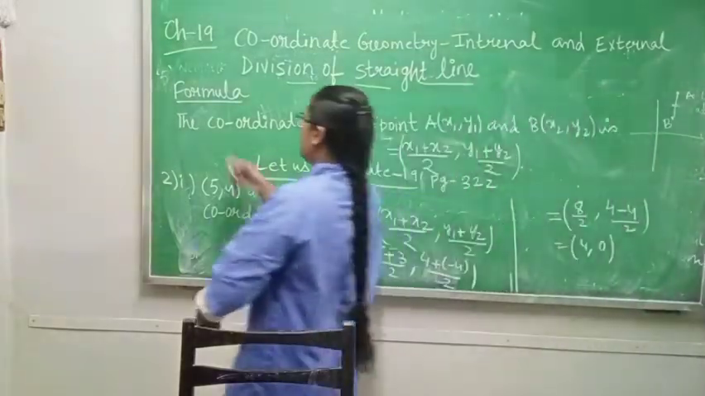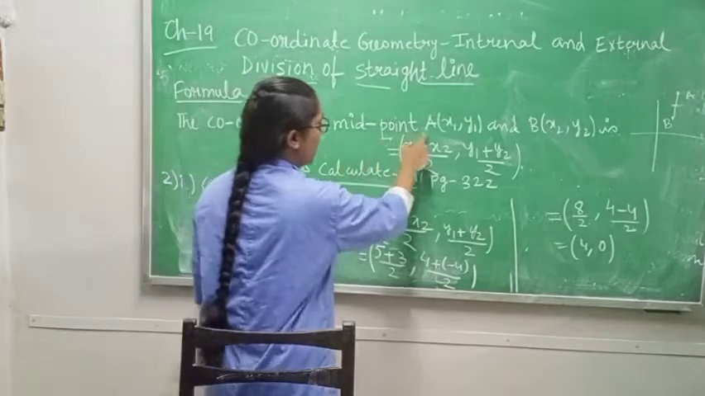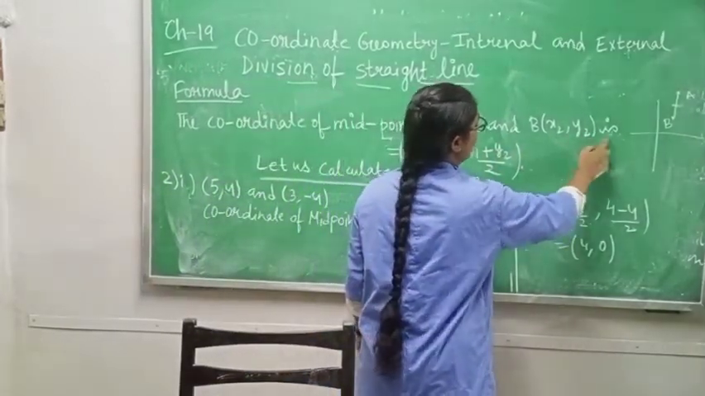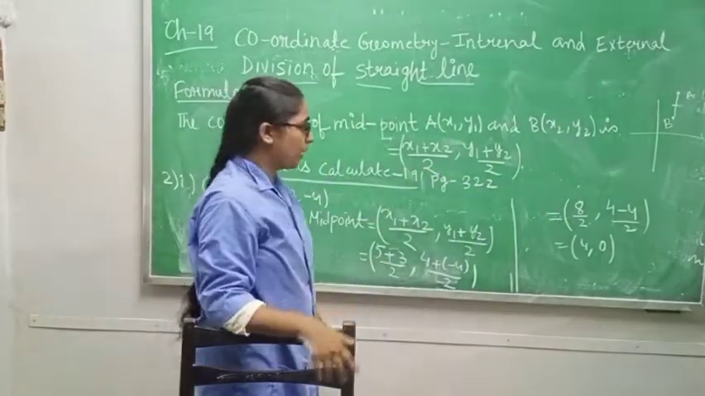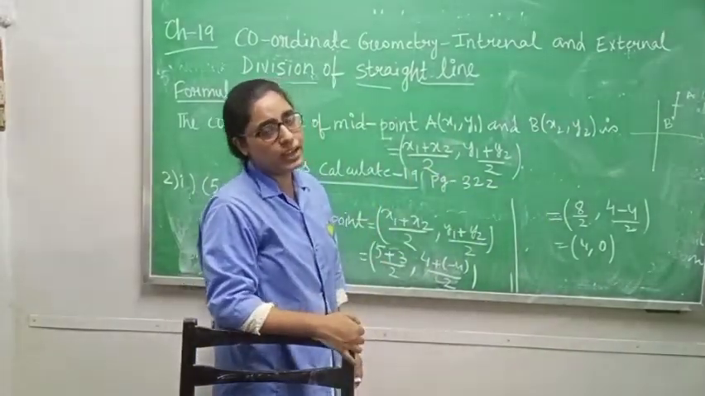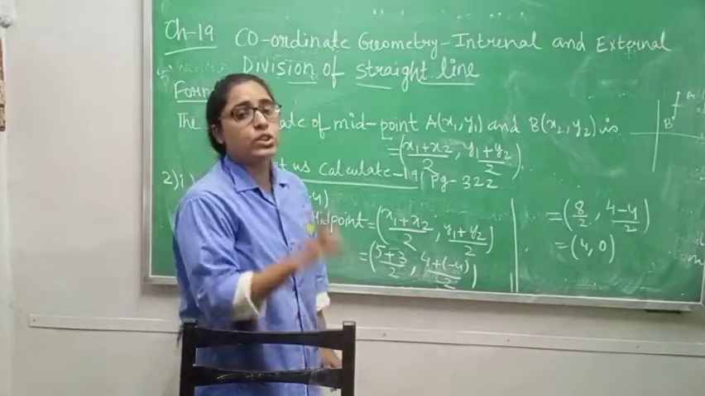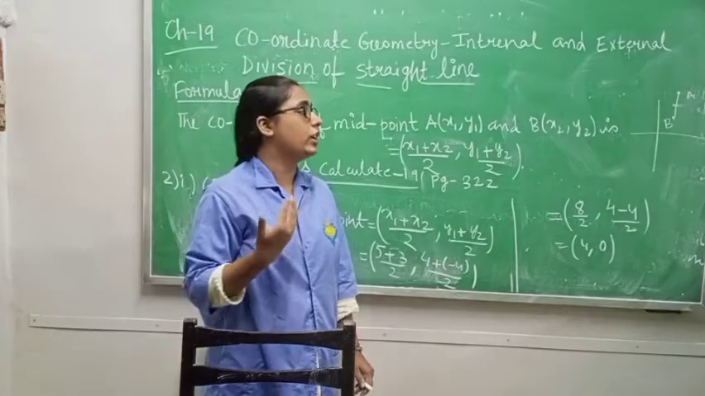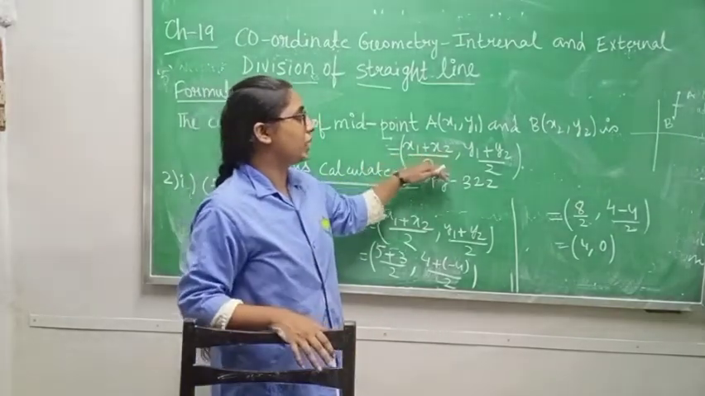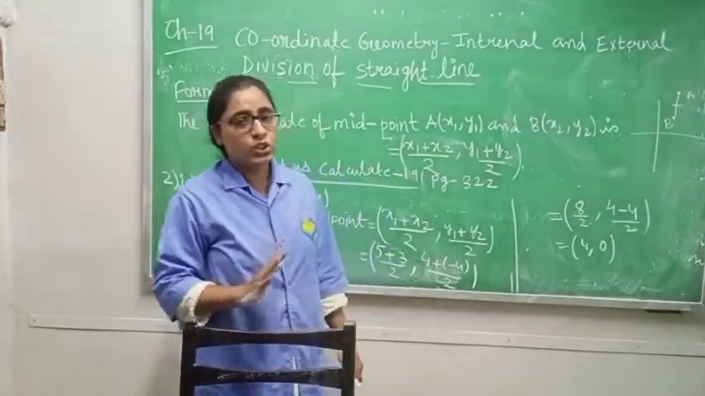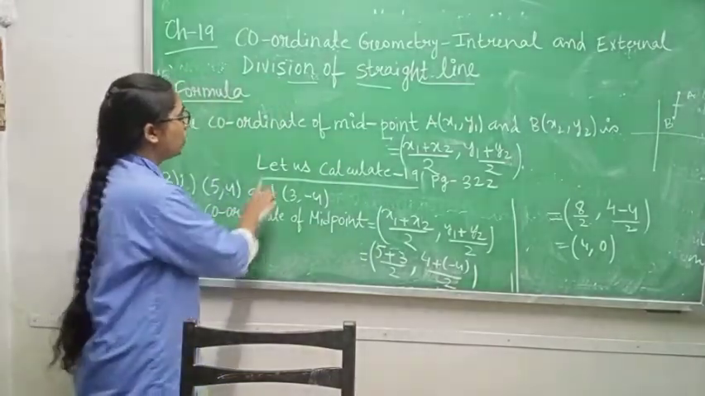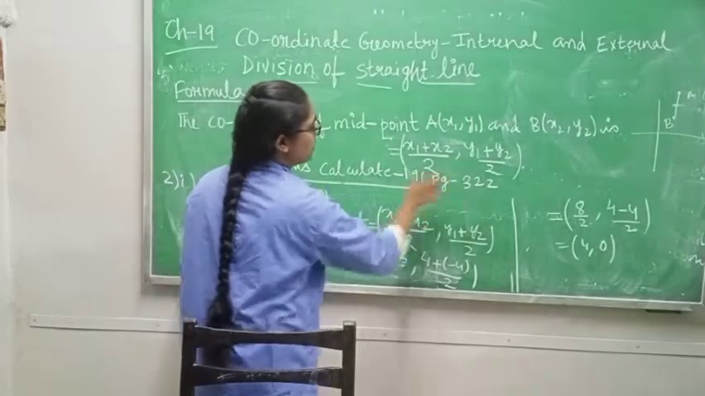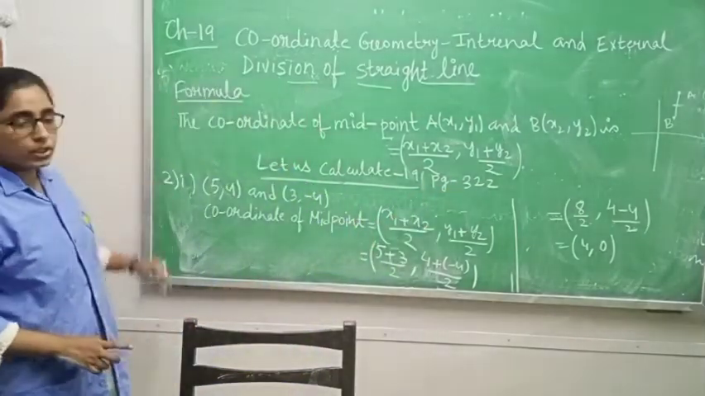So what you will write: the coordinate of the midpoint of A (x1, y1) and B (x2, y2) is (x1 + x2)/2, comma, (y1 + y2)/2. Are you understanding? Two points will be given to you and you have to find the coordinate of the midpoint. You will use the formula (x1 + x2)/2, (y1 + y2)/2. Okay. Now let us calculate in chapter 19, page number 322, and read question number 2.